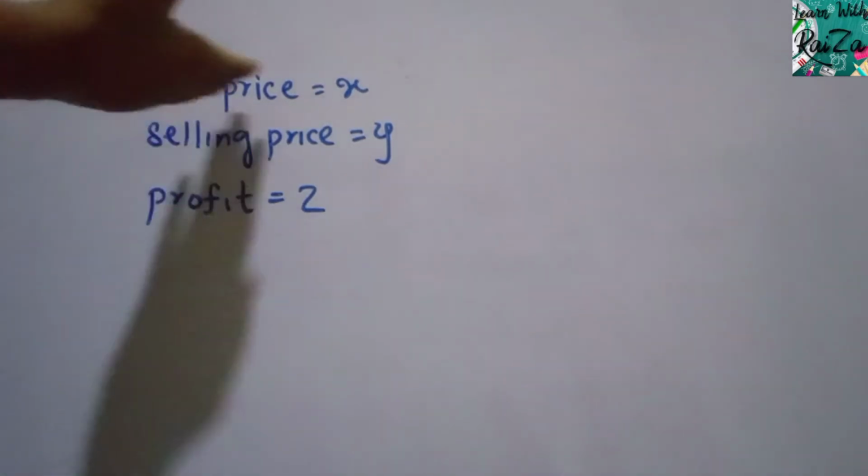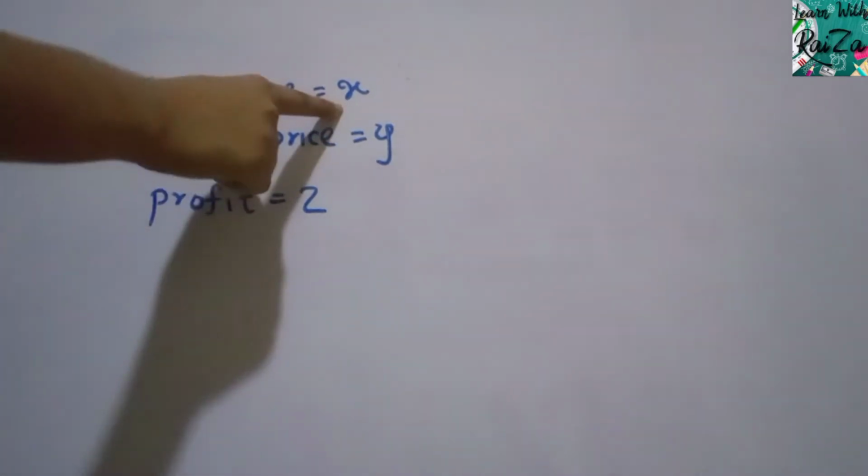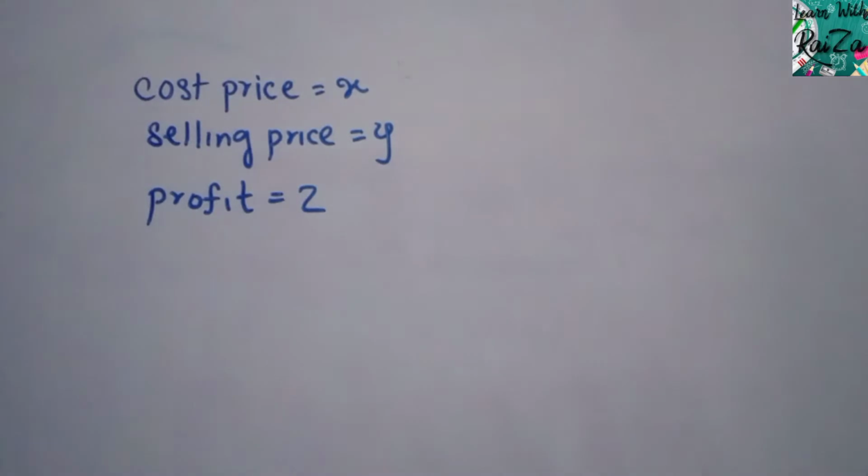If the cost price of an article is X rupees, some students ask me, what is X? Why do they say X? X, Y, Z, children, it's nothing. It's just an unknown variable. If we don't know the amount, if it is an unknown amount, we give it a variable like X, Y, Z.